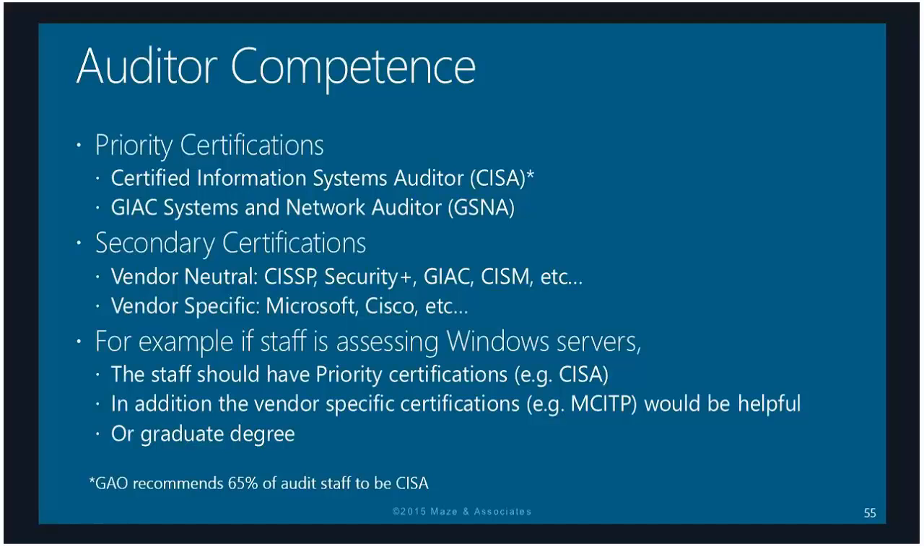So CISA, if you don't know what it is, is very similar to a CPA. You have to have a degree, you have to have work experience, you have to pass the exam, and you have to have continuing education. It's considered a professional certification just like a CPA. So you should be looking for that whenever you have auditors looking at information systems.